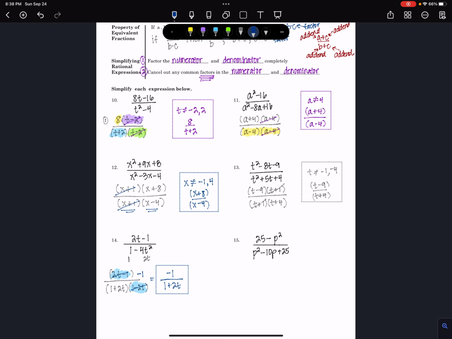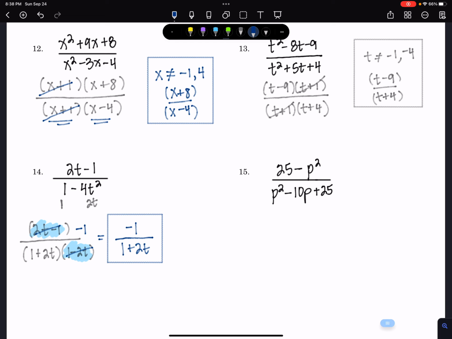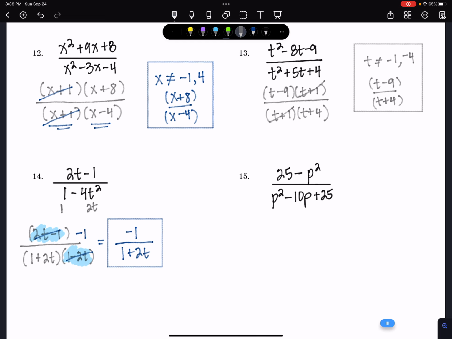Okay, let's try number 15. Number 15, the numerator factors, the denominator factors. See if you can do this problem, and then come back and press play and check your answer. Okay, 25 is a square of 5, and p squared is a square of p. So the numerator is going to be 5 plus p, 5 minus p. And the denominator is going to be p minus 5 over p minus 5.